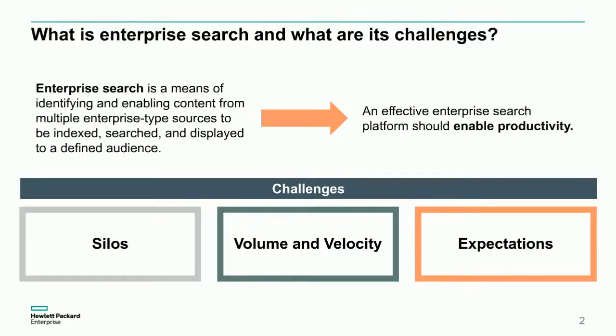So what do we mean when we talk about enterprise search? Well, the dictionary definition of enterprise search specifies that it's a means of identifying and enabling content for multiple enterprise-type sources, such as databases, document management systems, and intranets, to be indexed, searched, and displayed to a defined set of users. Content without access is worthless. Enterprise search is how an organization helps its people seek the information they need in any format from anywhere inside their company. An effective enterprise search platform has many benefits, the most important of which is to enable productivity.